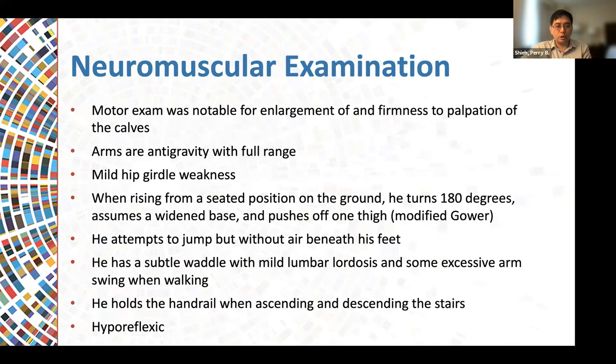The exam did show enlarged calves, and they were firm to palpation. The arms were anti-gravity in full range, and he had some mild hip girdle weakness. When he was rising from a seated position on the ground, he had to turn around, assume a widened base, and then push off one knee to get all the way up. When he attempts to jump, he doesn't really get any air beneath his feet. And he has a subtle waddle.